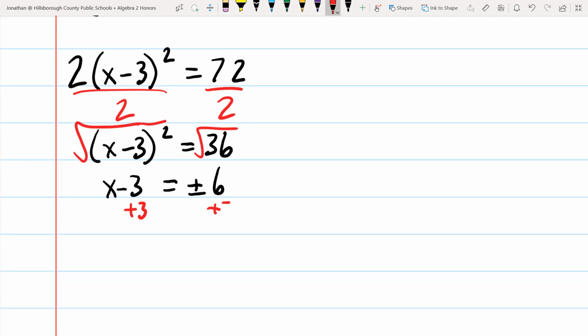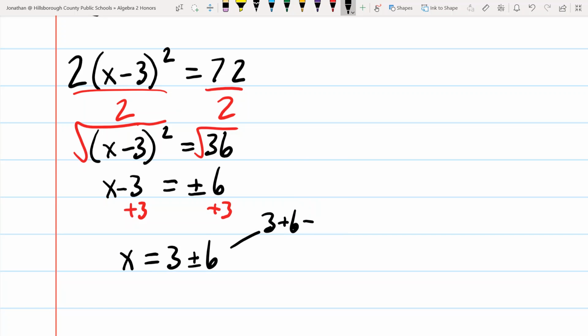Add 3 to both sides. Now, in this case, we can actually solve for an answer, so we will. We're going to have 2 answers. 3 plus 6 and 3 minus 6. So 3 plus or minus 6. It's the same thing.